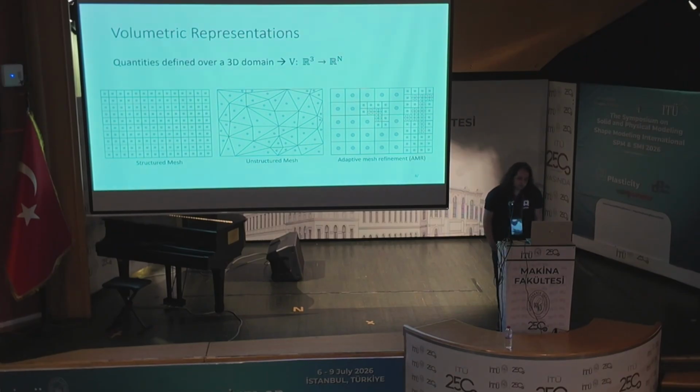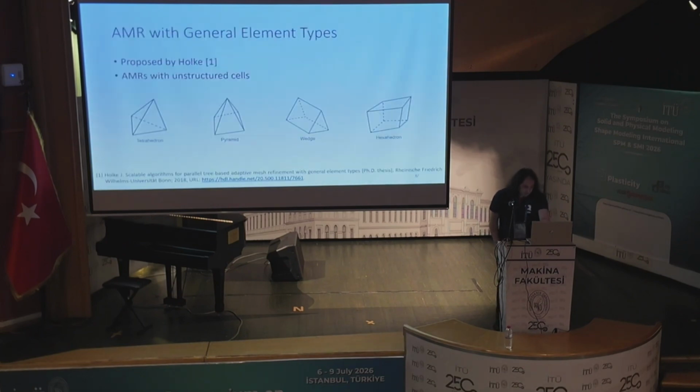Adaptive mesh refinement is similar to structured meshes, but we start with a coarse mesh and progressively refine some cells. Adaptive mesh refinements are good for progressively refining during the simulation, but again, they do not follow the input geometry for simulations. So to solve these two problems, one is to conform to the input geometry, and the other is to adaptively refine the volume during the simulation.